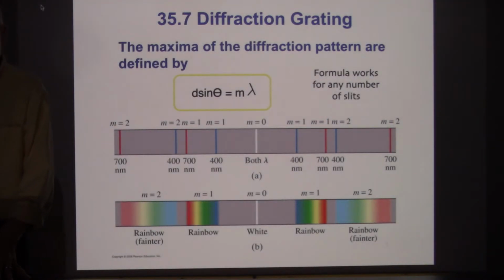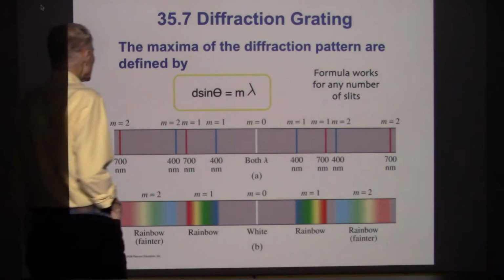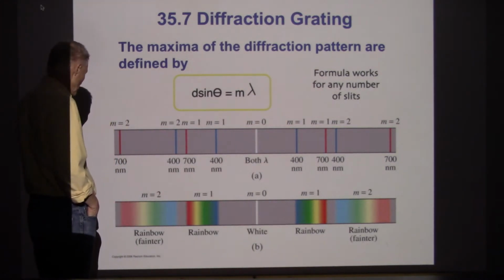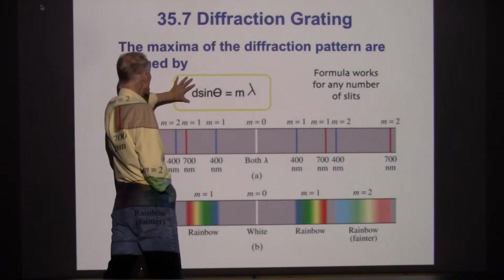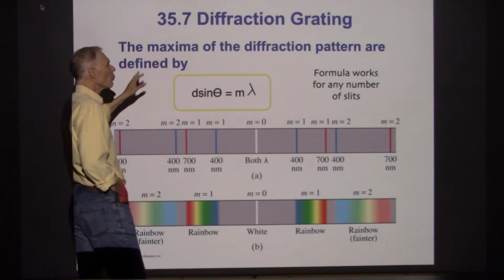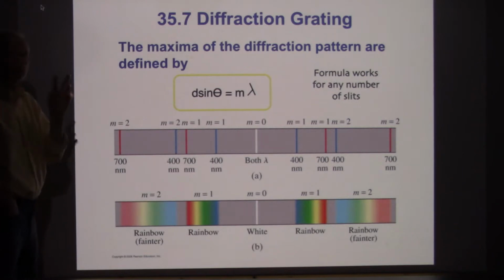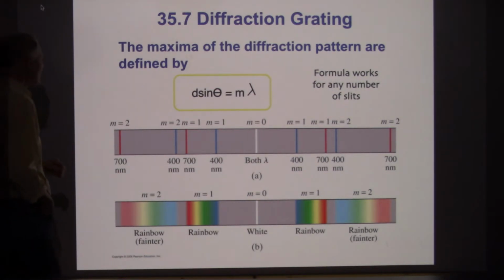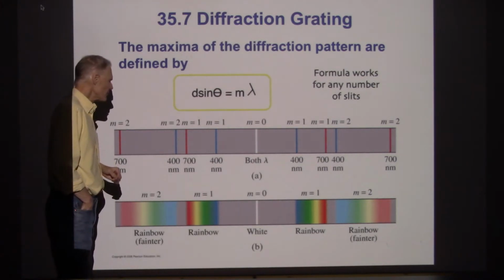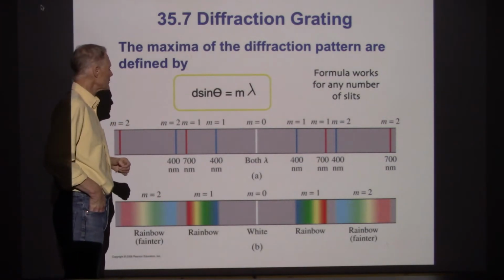So what happens here is, with the diffraction grating, we get to keep using the formula d sine theta = m lambda. This formula works for any number of slits. It worked for 2 slits, it'll work for 10. It'll work for 100.